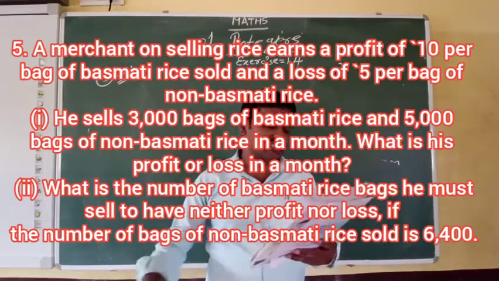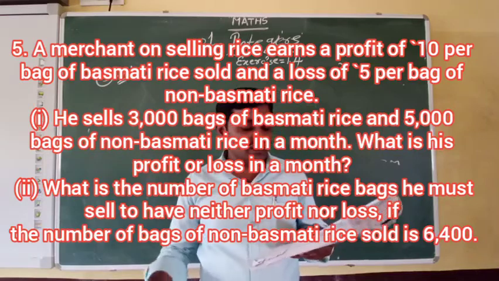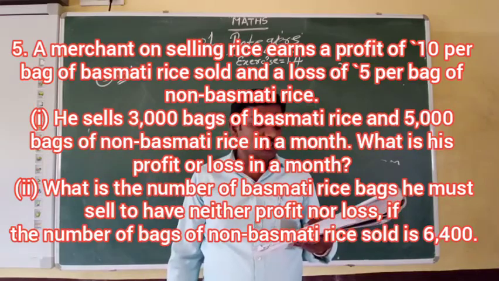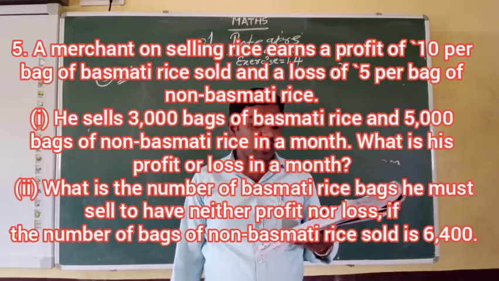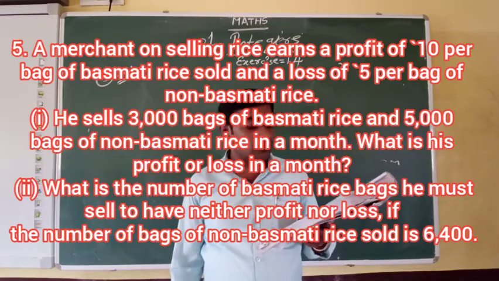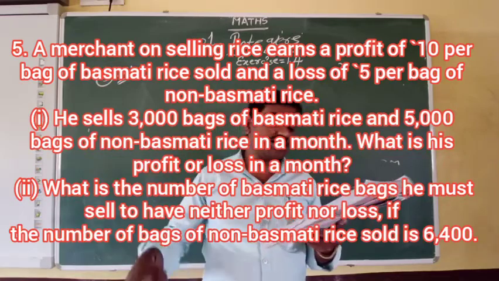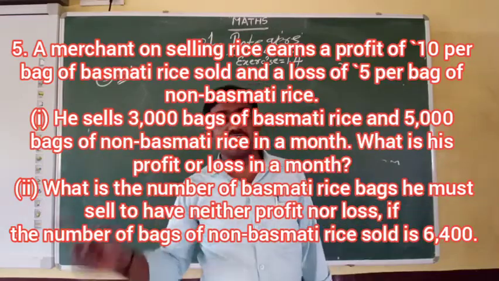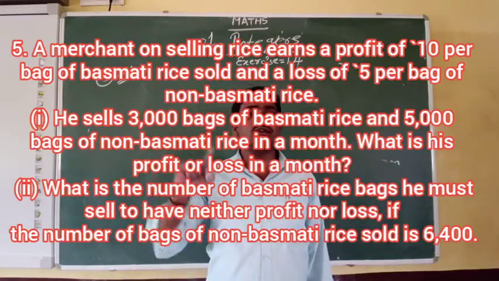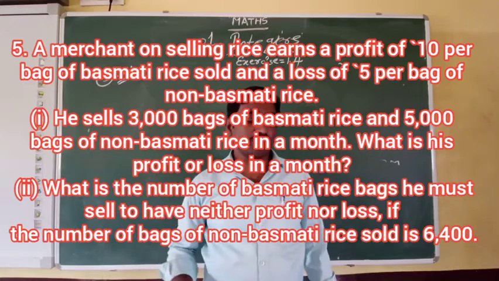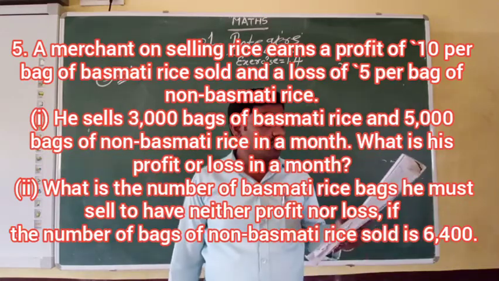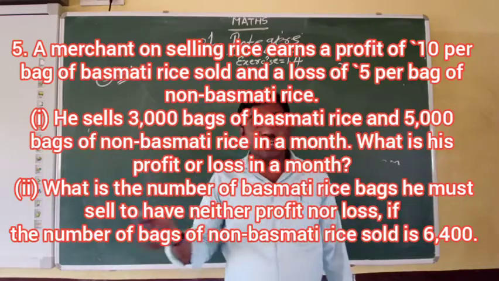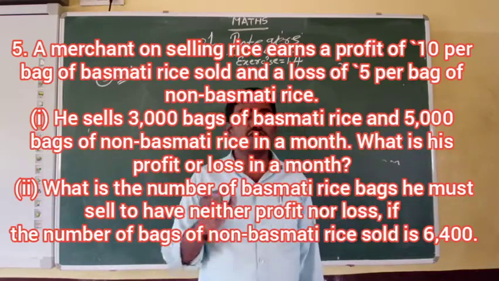So there are 2 questions he asked. See the first question. He sells 3000 bags of basmati rice and 5000 bags of non-basmati rice in a month. In 1 month he sold 3000 basmati rice bags and 5000 non-basmati rice bags. So what he asked is, what is the profit or loss in a month? That means whether he'll get a profit or loss, that we need to find out.